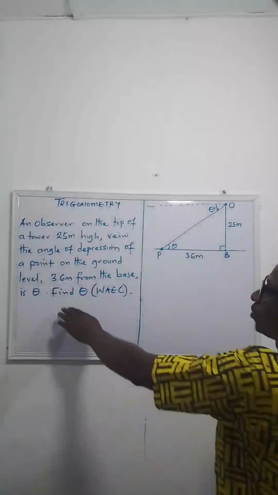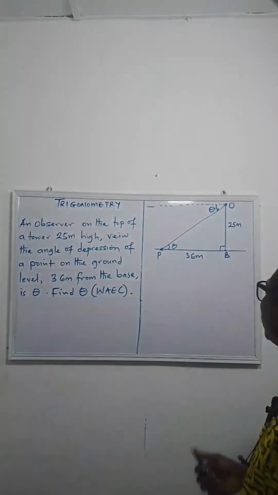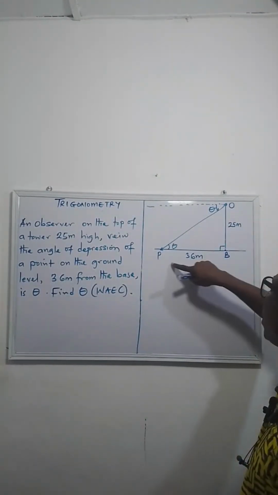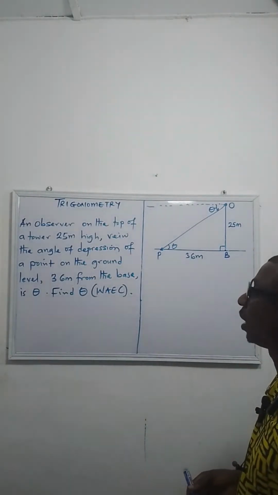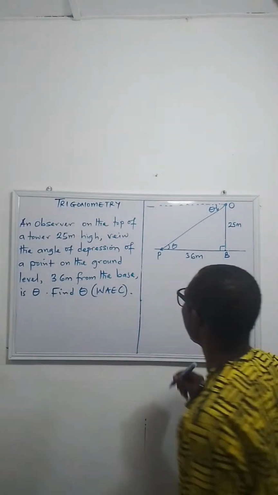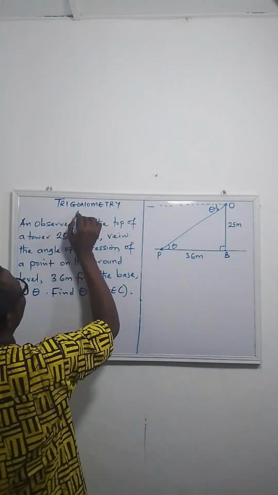So the question wants us to find theta. So how do we do this? We have the opposite, we have the adjacent. So we are making use of your TOA, that's tan. You know, we have your SOHCAHTOA.